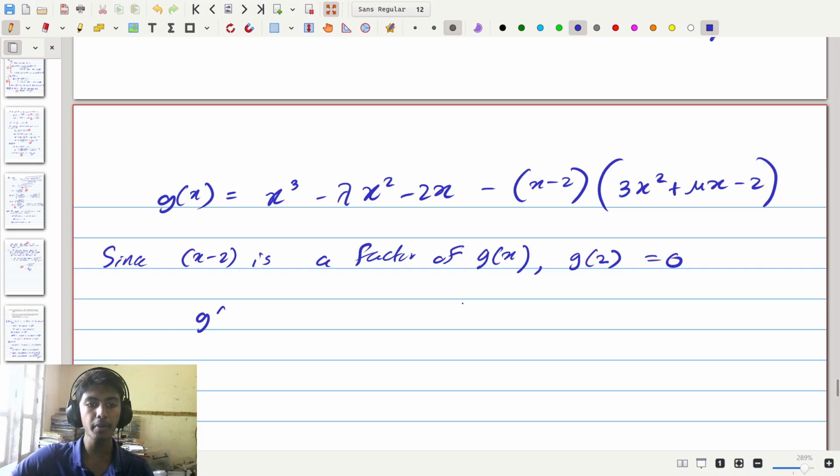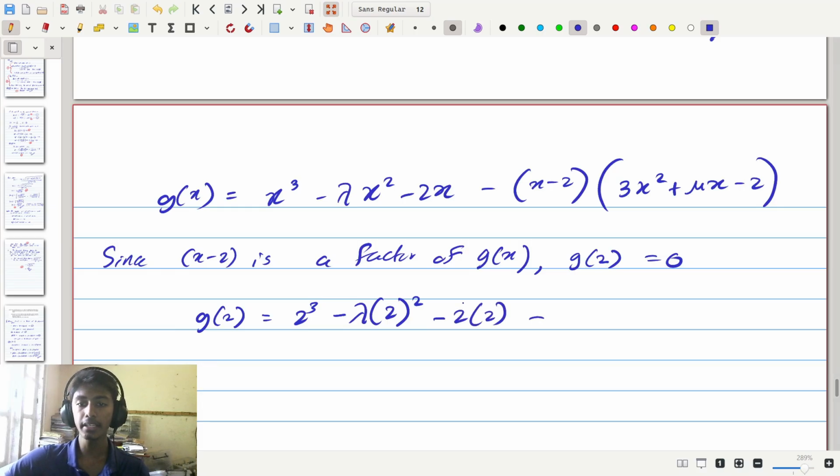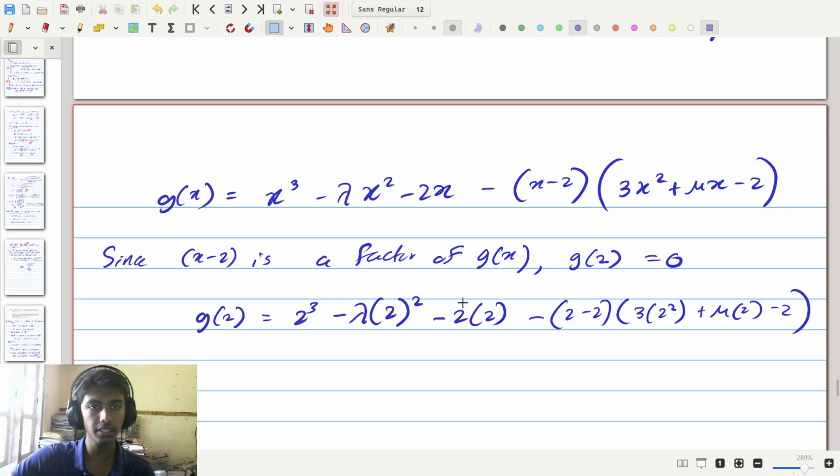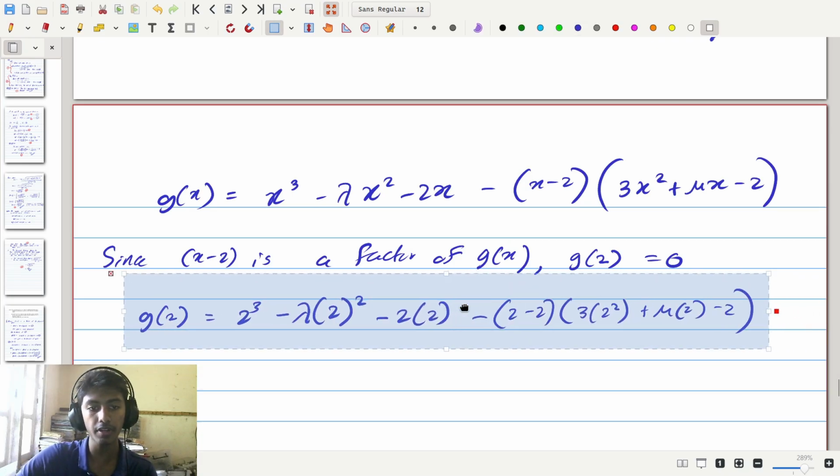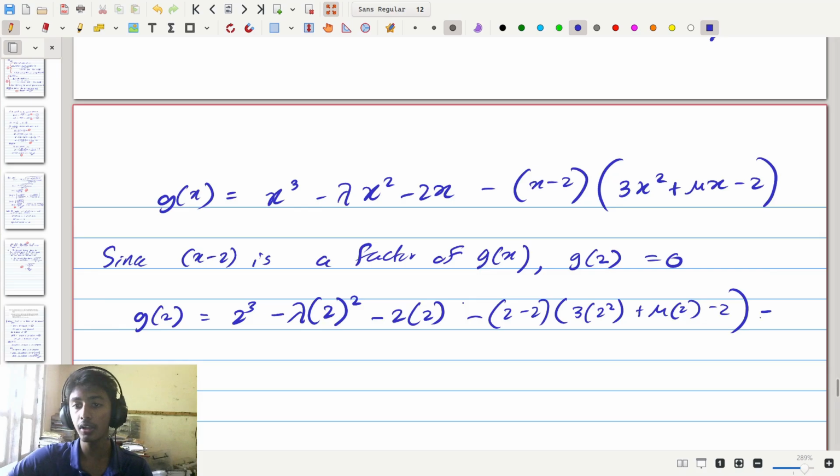So therefore, computing g of 2 is going to be 2 cubed from this part right here, minus lambda times x squared, which is 2 squared, minus 2 times x, which is 2, minus all of this, which is going to be 2 minus 2 times a bunch of stuff which we don't really care about, since it is going to be 0, but we'll just write it anyway. 2 minus 2 times 3 times 2 squared plus mu times 2 minus 2, and that all is going to be equal to 0. So I'm going to take this to the left a little bit so I can write equals 0 on the very far right.